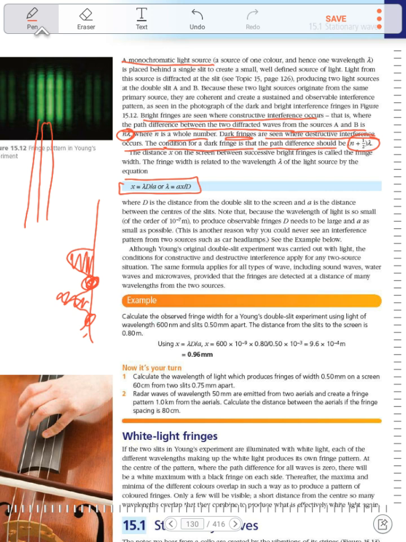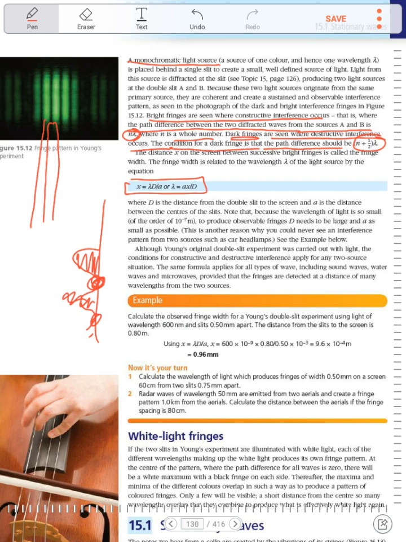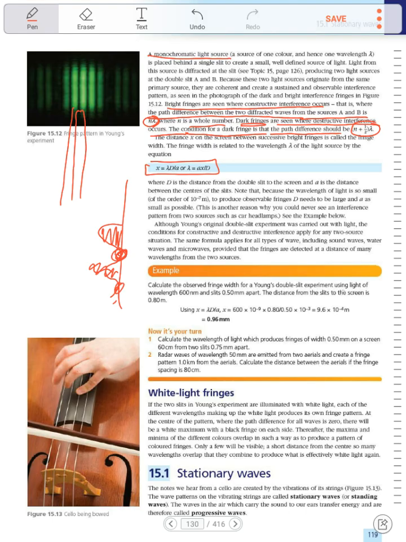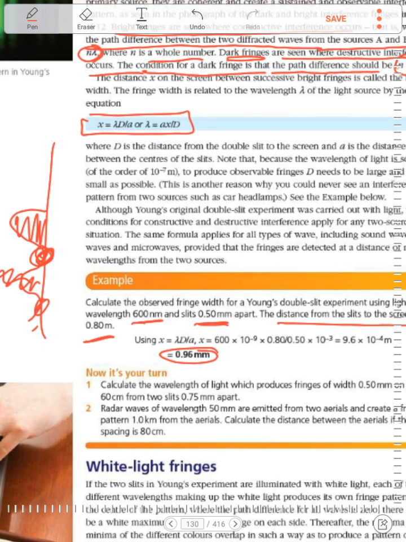Calculate the observed fringe width for Young's double slit experiment using light of wavelength 600 multiplied by 10 to the negative 9 meter, and the slit separation a is 0.5 times 10 to the negative 3 meter. The distance from the slits to the screen is 0.8 meter, so you can find the value easily.